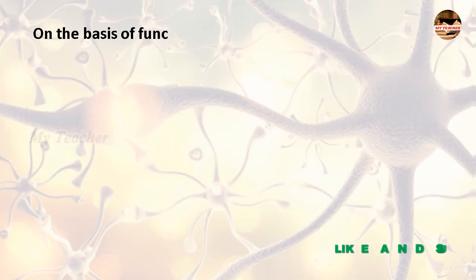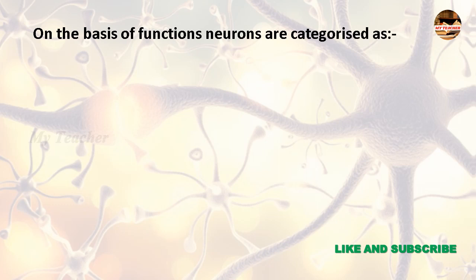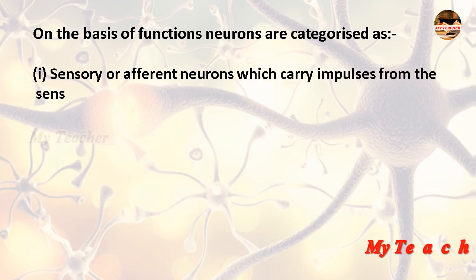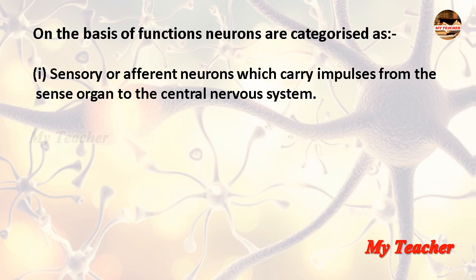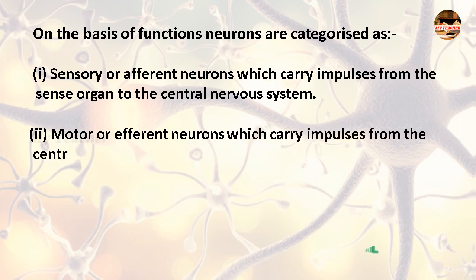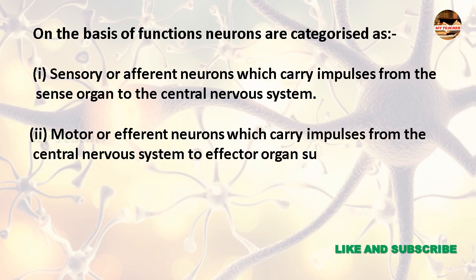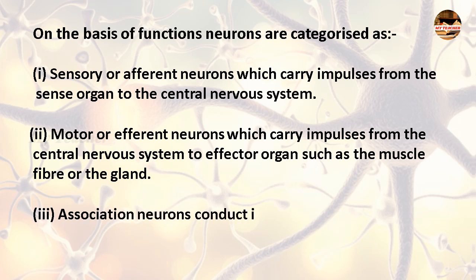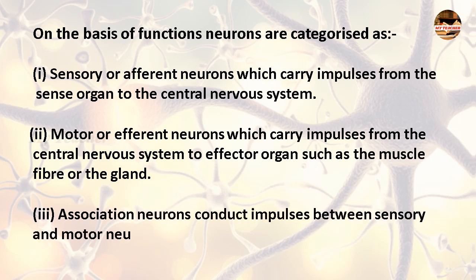On the basis of functions, neurons are categorized as: first one, sensory or afferent neurons, which carry impulses from the sense organ to the central nervous system. Second, motor or efferent neurons, which carry impulses from the central nervous system to effector organ such as the muscle fiber or the gland. Third one, association neurons conduct impulses between sensory and motor neurons.